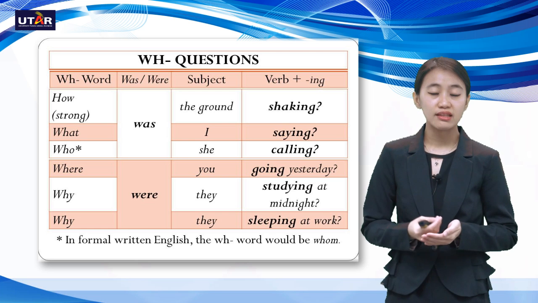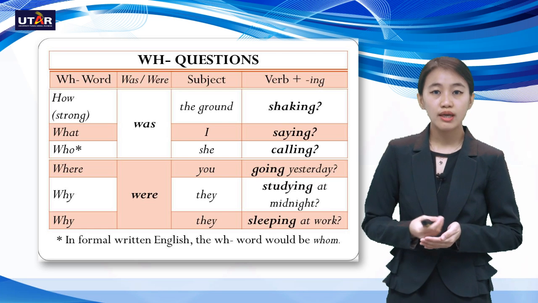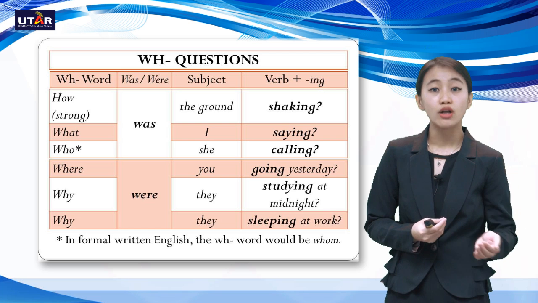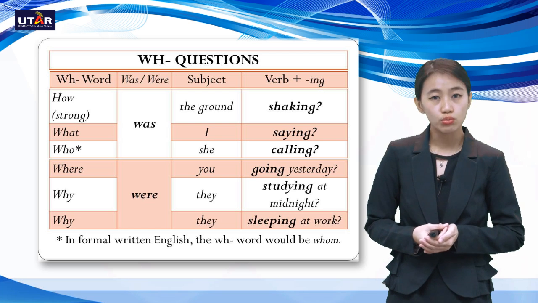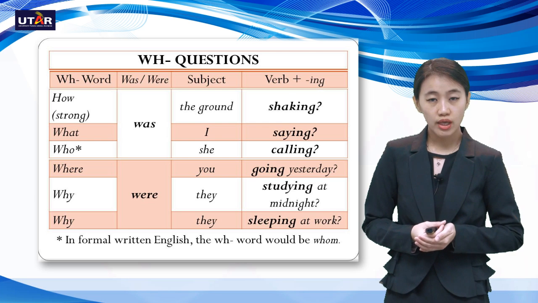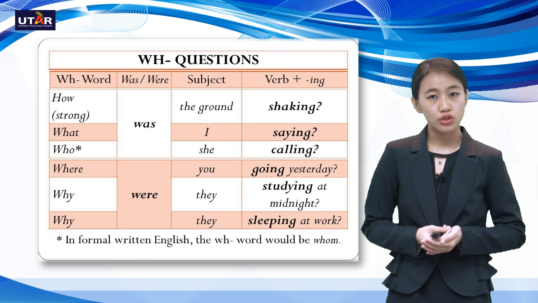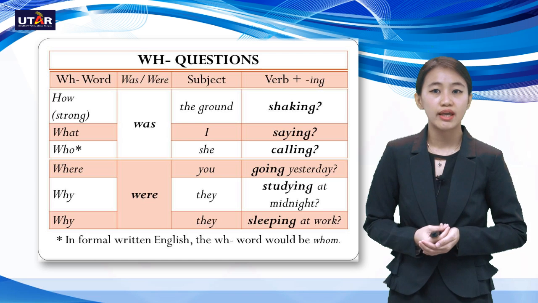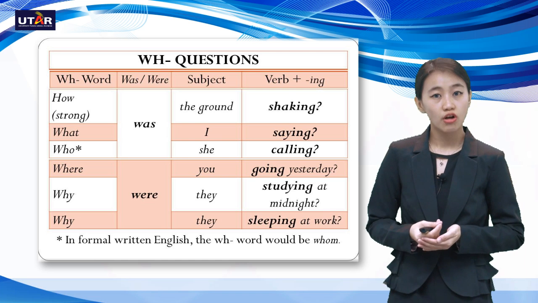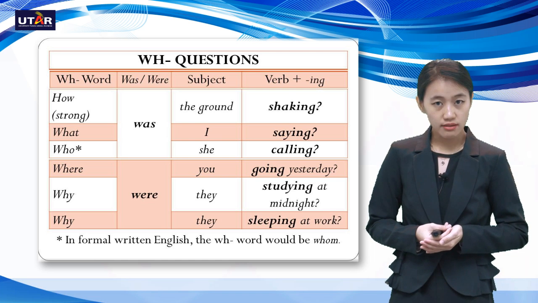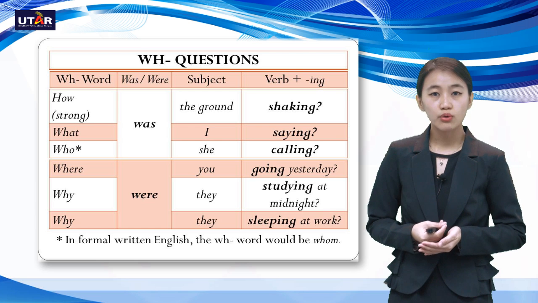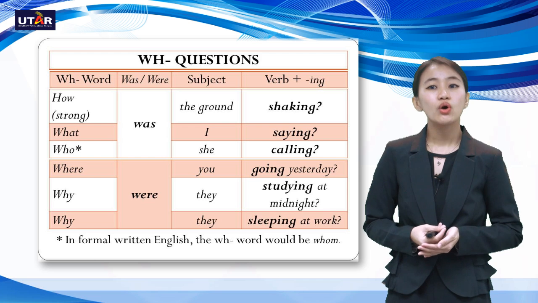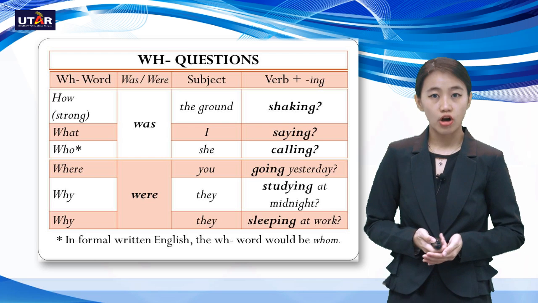And of course, in this case, when it comes to who, because we are referring to an object noun, therefore we use whom rather than who. But in speaking, if you notice, most people would say, who was she calling? But again, please remember, in formal writing, it has to be whom was she calling?